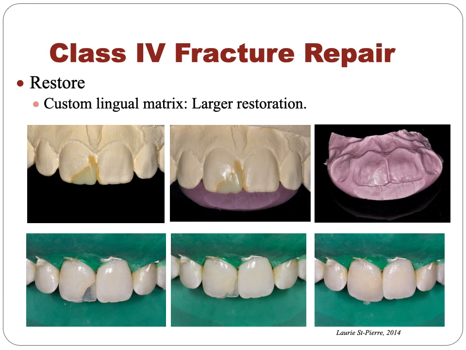This is the cast, and we make a wax-up for the fractured class 4 area. Then after we make our wax-up and we are happy with the final shape, we will use heavy body silicone material, and then we will take an impression of the lingual surface, and this is the lingual matrix. This is the custom lingual matrix.